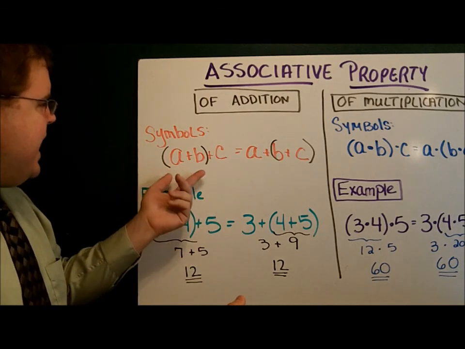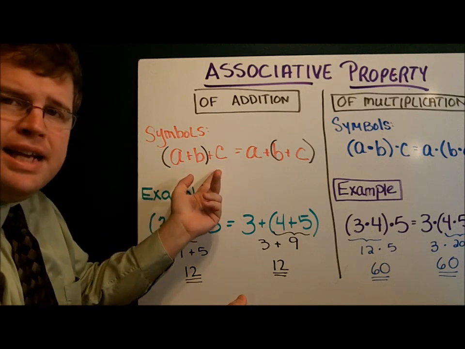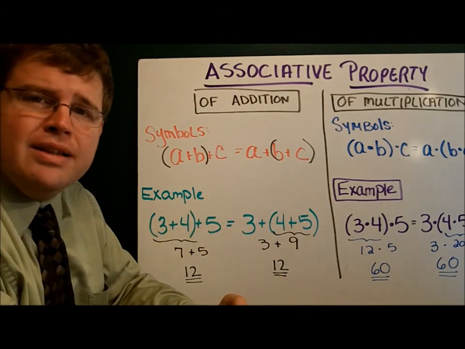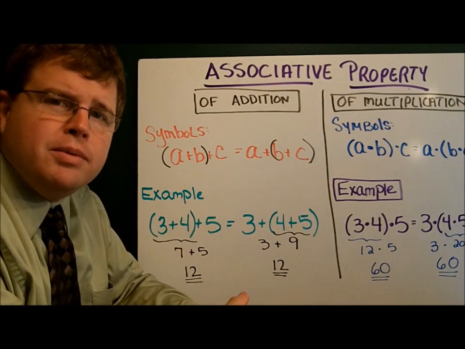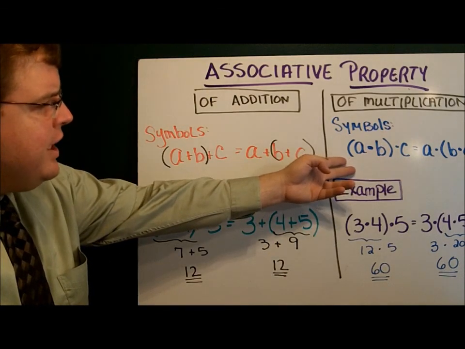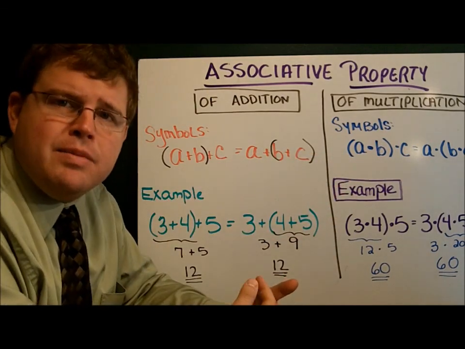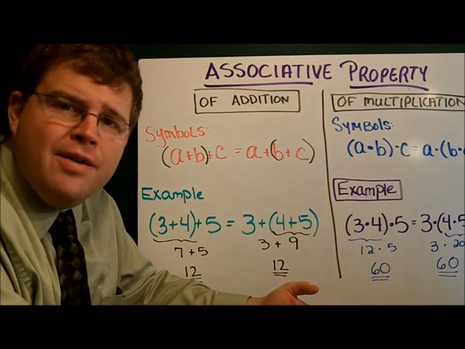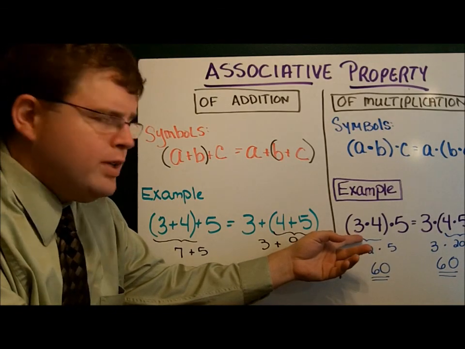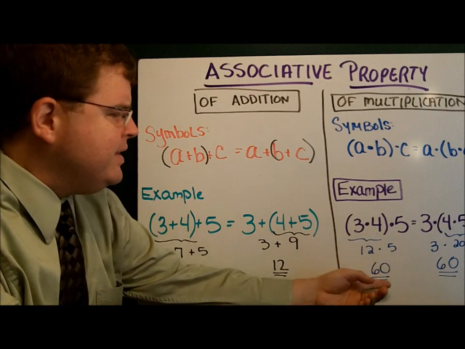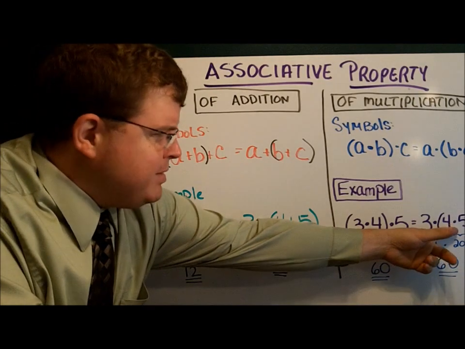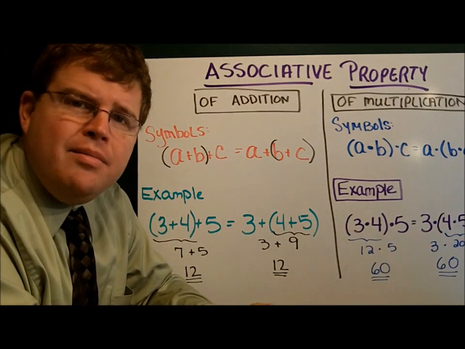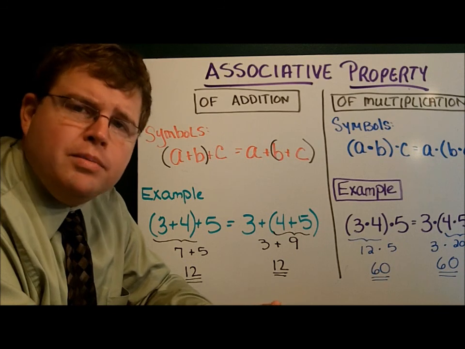In symbols, (A plus B) plus C is equal to A plus (B plus C). And the same is true for multiplication. We have our symbolic notation here. It looks the same as it did for addition, except that there are multiplication signs in there. And we'll use the same numbers 3, 4, and 5 for our example. 3 times 4 is 12. 12 times 5 is 60. 4 times 5 is 20. 20 times 3 is 60. So it didn't matter which two I chose for the multiplication either.